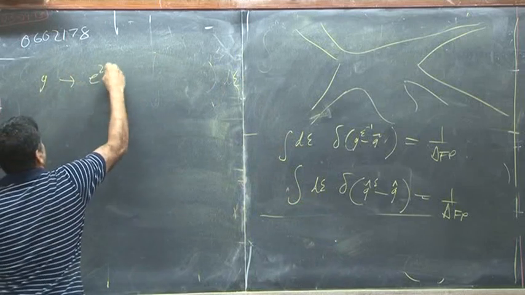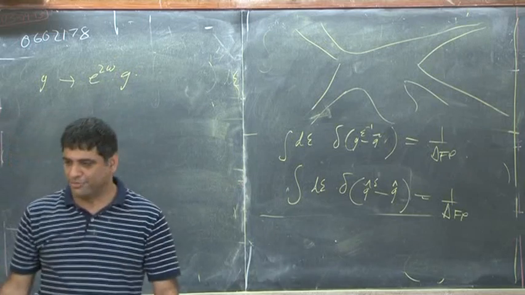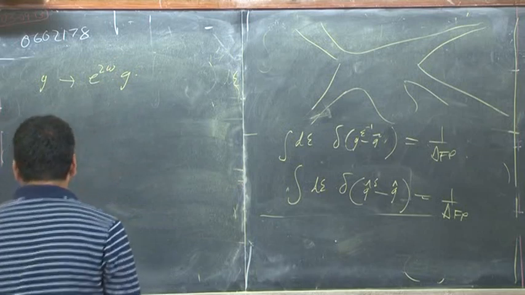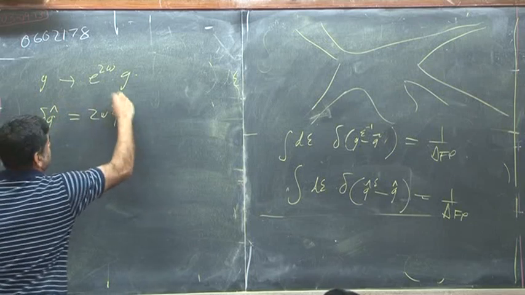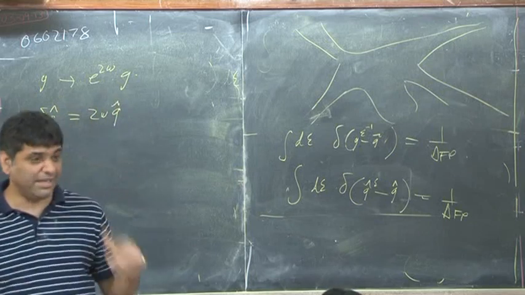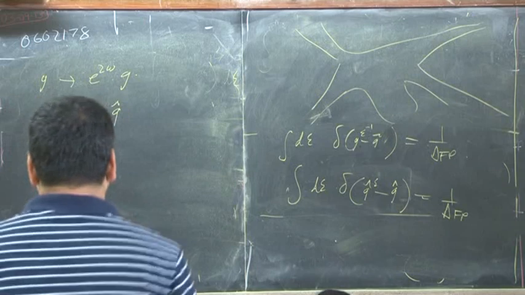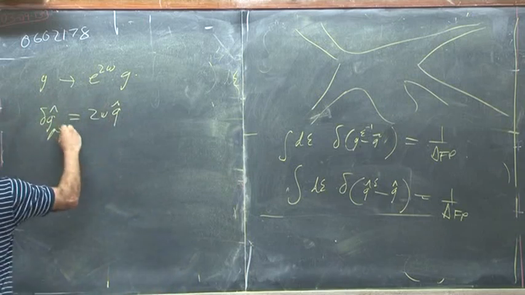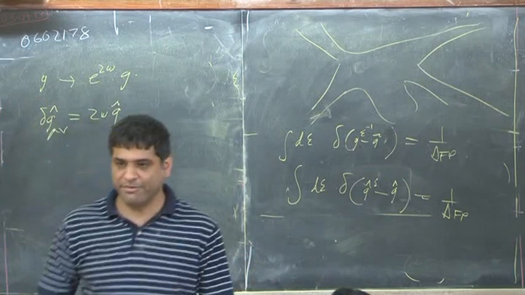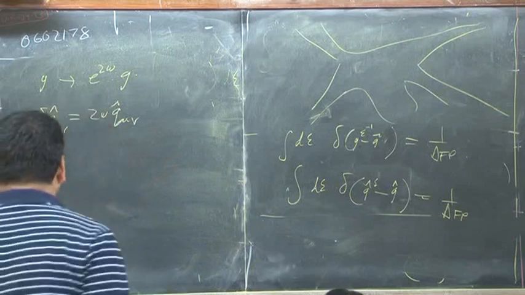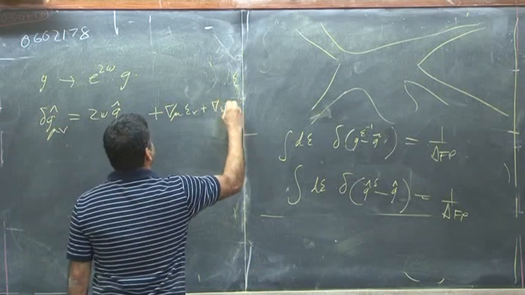the metric goes to e to the power 2w times g, let's put 2w. Under an infinitesimal Weyl transformation, delta g hat is 2w g hat. How does the metric transform under an infinitesimal diffeomorphism? Well, it transforms by the famous formula: the Lie derivative of the vector field that generates this diffeomorphism. So plus del mu zeta nu plus del nu zeta mu.